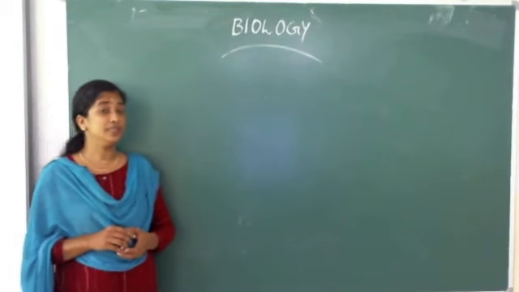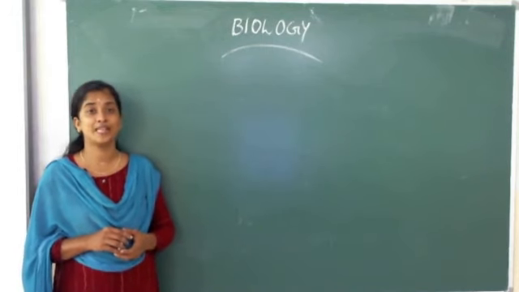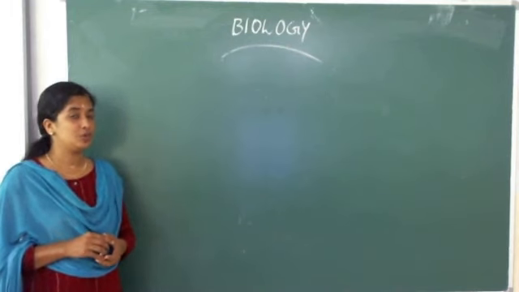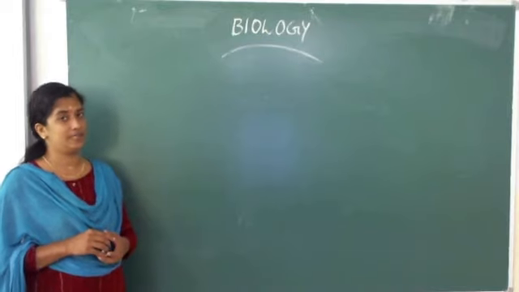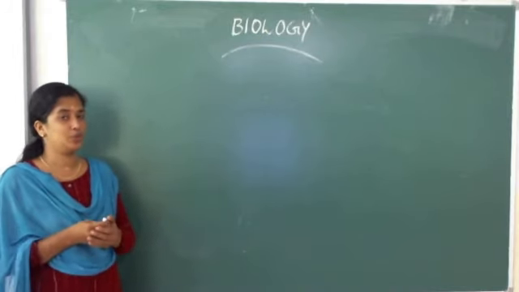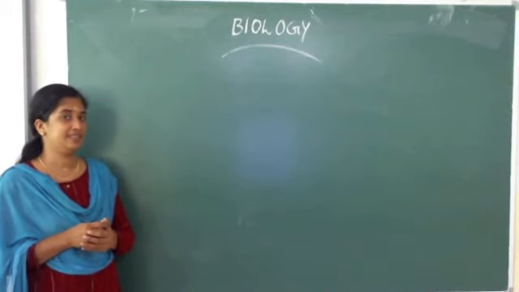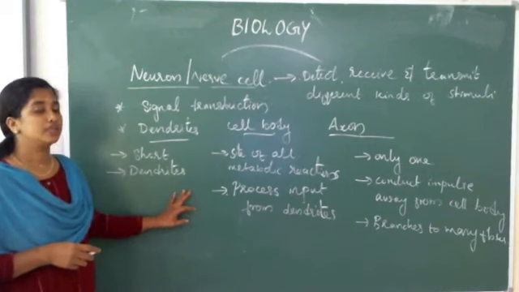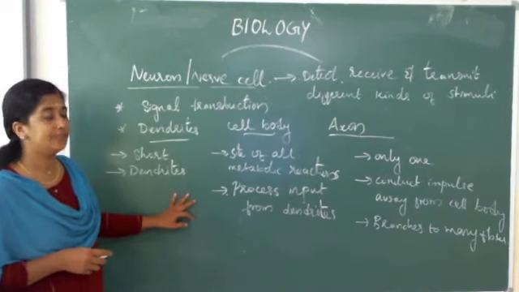Then I told the structural and functional unit of nervous system is the nerve cell or neuron. So next we want to study the structure of a neuron or nerve cell. That is simple to you. You have already studied. Once again I will take the structure of nerve cell or neuron.